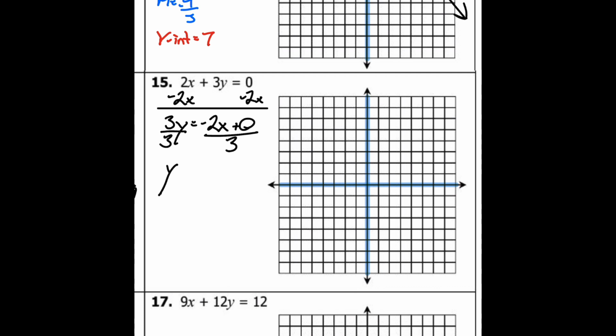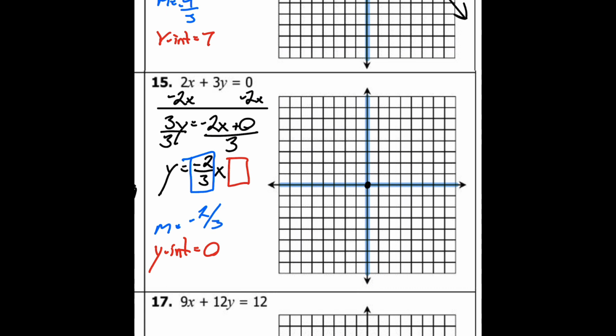On the left, it leaves me with a y. On the right, 2 divided by 3 is going to give me a decimal. I don't want that, so I'm going to leave it as a fraction. Negative 2 over 3x. 0 divided by 3 is 0. So I can write plus 0, or I can just write y equals negative 2 over 3x. I'm going to leave it how it is. My slope is negative 2 over 3. My y-intercept is 0.